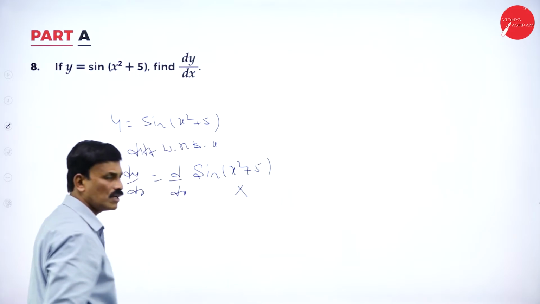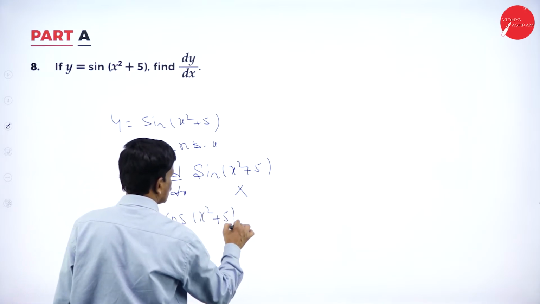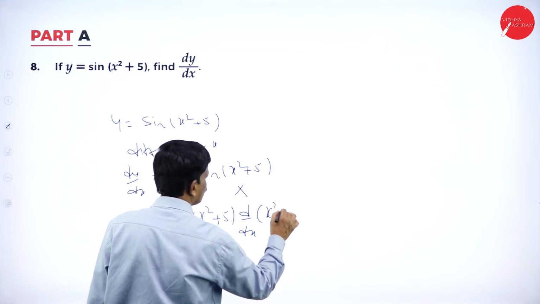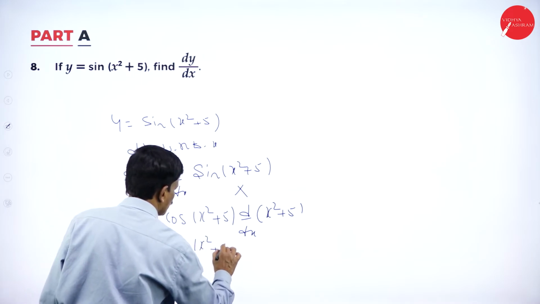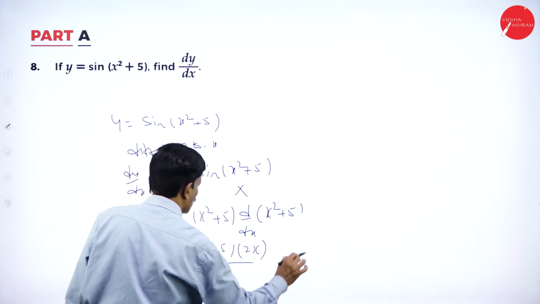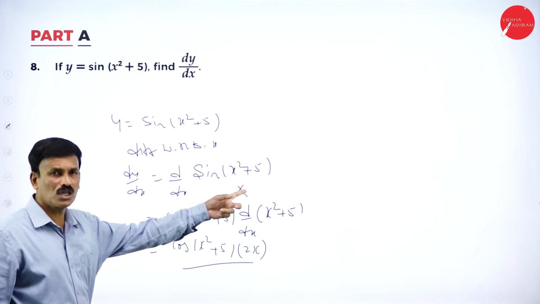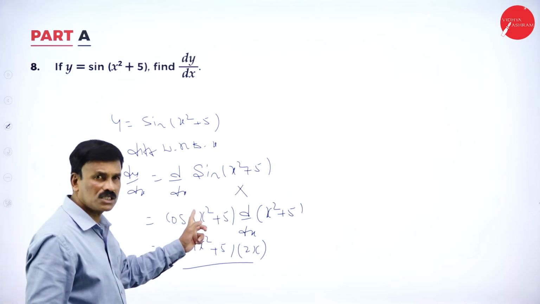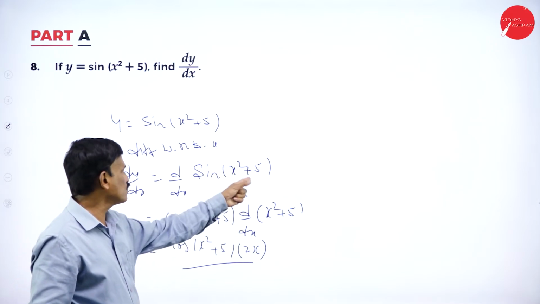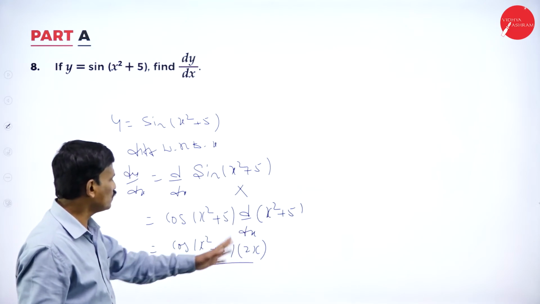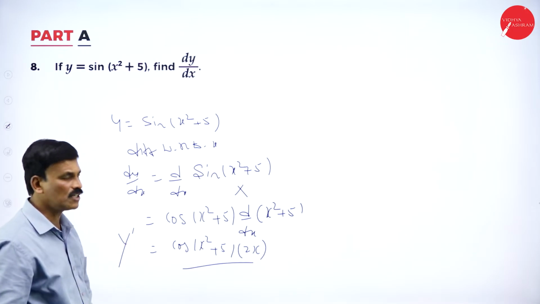Now again this is chain rule. Let us call it as x. Differentiation of sine x is cos x. Instead of x it is x square plus 5, into d by dx of the inside function, that is x square plus 5. So this is equal to cos of x square plus 5 into differentiation of x square, which is 2x, and the derivative of 5 is 0. So the required answer is y dash is equal to cos of x square plus 5 into 2x.